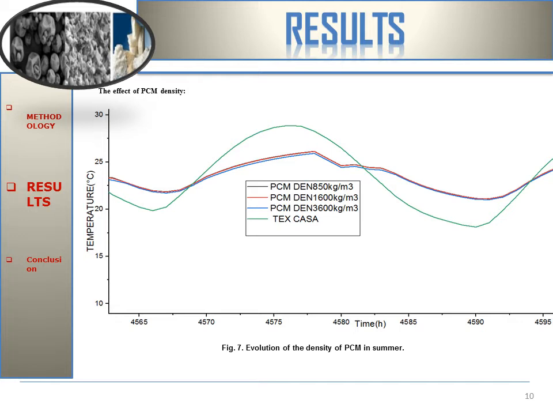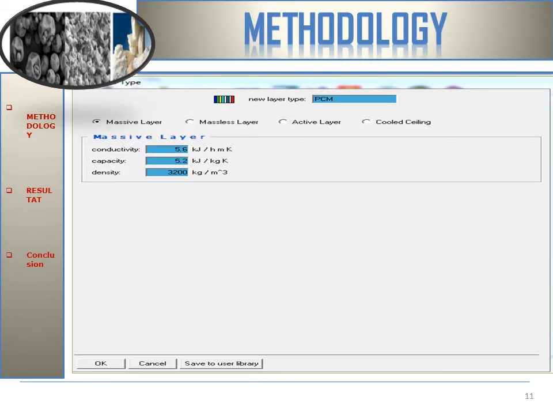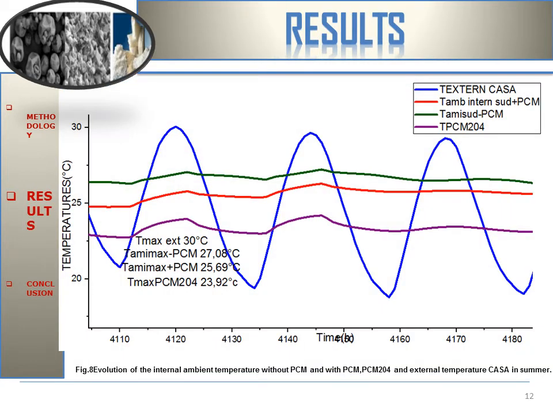The internal ambient temperature with PCM decreases if the temperature increases. The molecules of the fluid move apart and the density decreases. If the temperature decreases, the opposite occurs. For PCM we can take 5.6 kilojoules per hour meter Kelvin for conductivity.